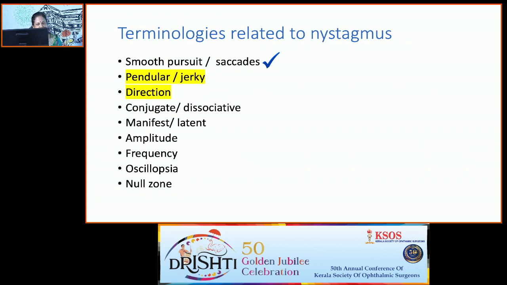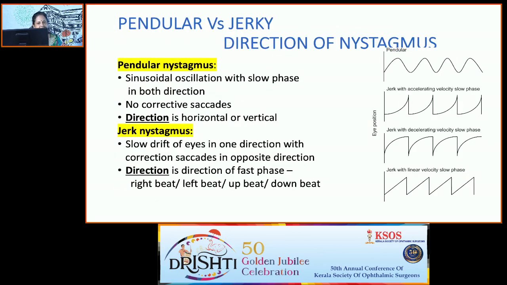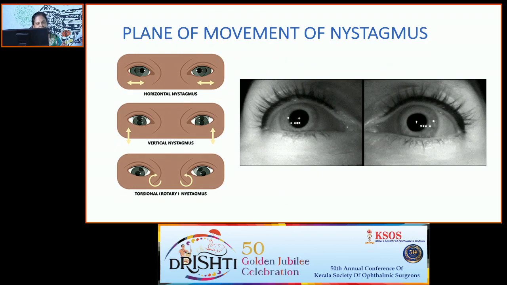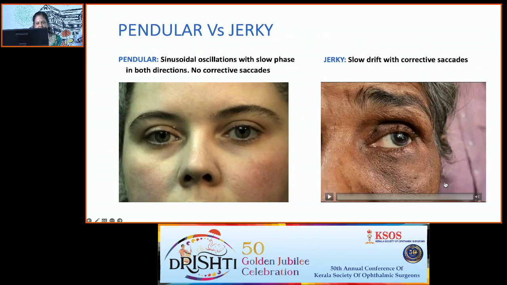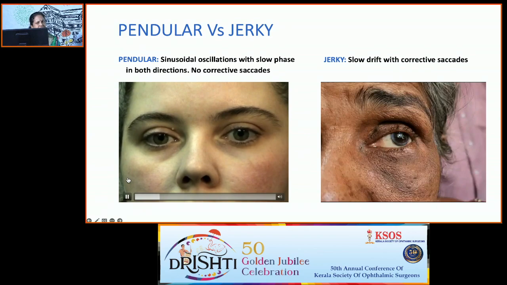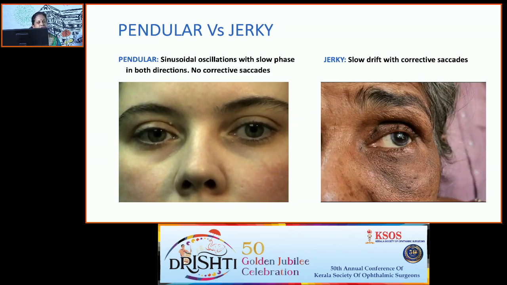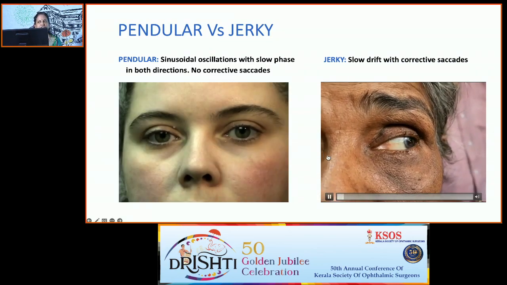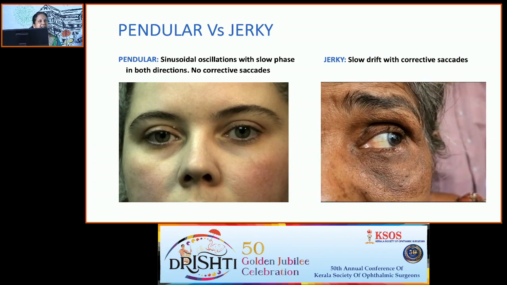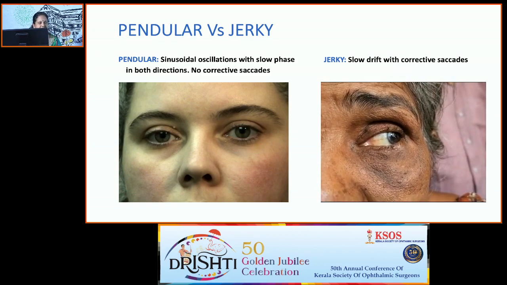Coming to the next term, what do you mean by pendular or jerky? Pendular means it's a sinusoidal oscillation. So you can see this video. This is the sinusoidal oscillation, just like your pendulum, with the equal movement in both directions. And there is no corrective saccade. So we can just say the direction is either horizontal or vertical. Whereas jerky movement means there is slow drift in one direction with corrective saccade. So this is jerky nystagmus.